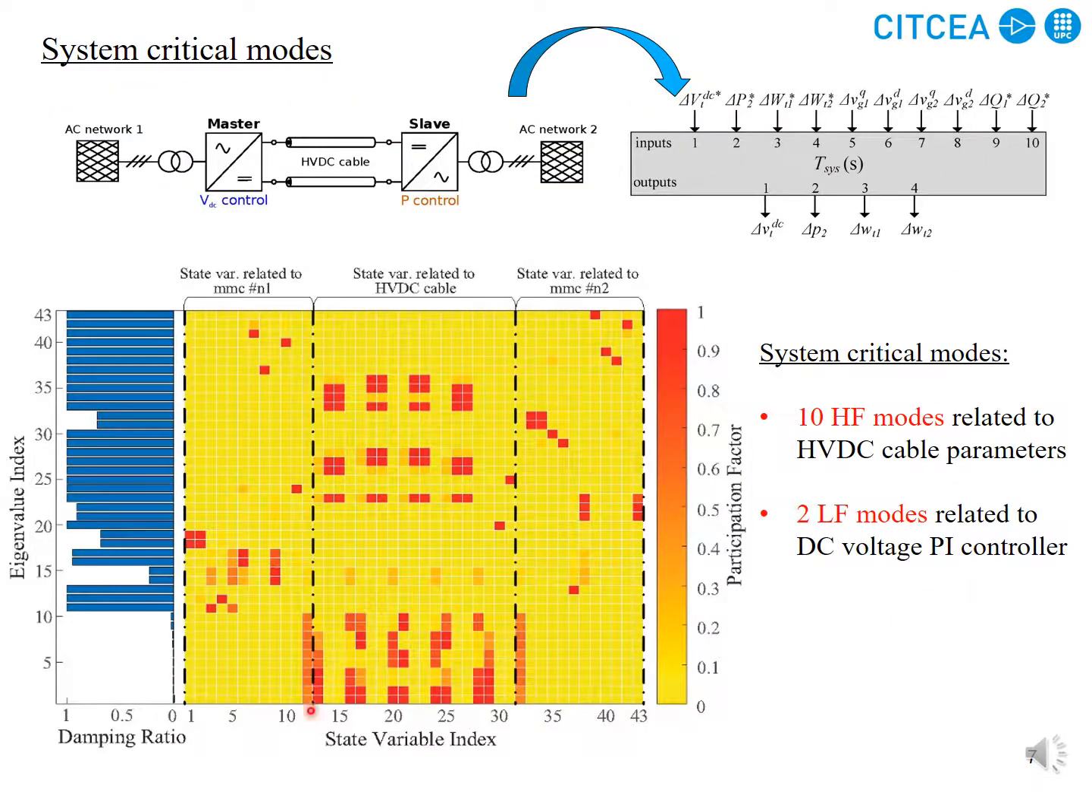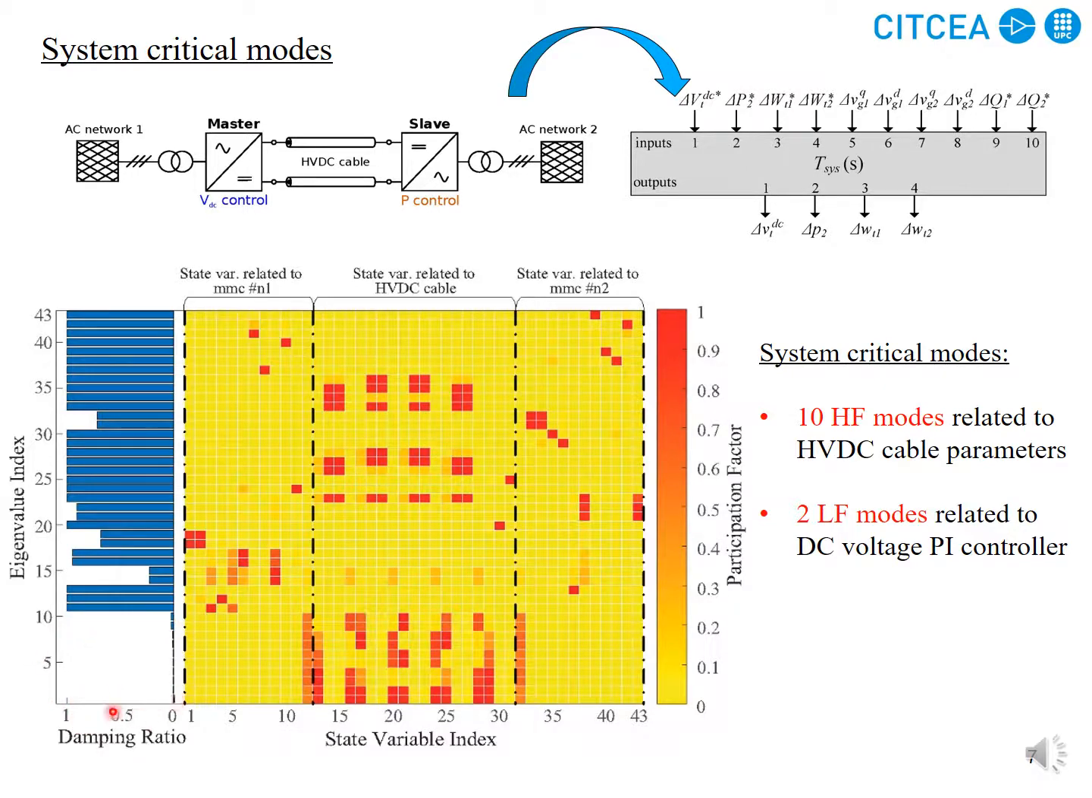Once the model is derived, now we can conduct different analyses. First, we can find the critical modes of the system. By critical modes, I mean the modes of the system that have the lowest damping ratio. With the eigenvalues we have, we can derive the damping ratio of the system as indicated in this figure. These 10 eigenvalues, from 1 to 10, have very low damping ratio, and all of them are related to the HVDC cable parameters. We found this based on the participation factor.